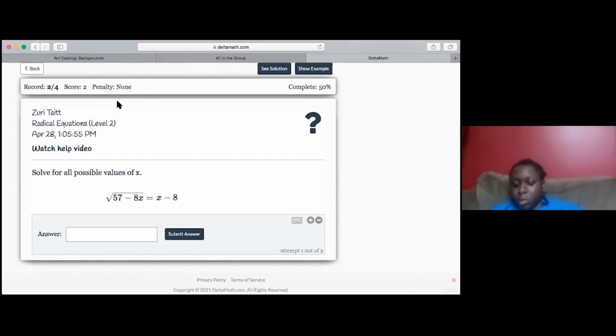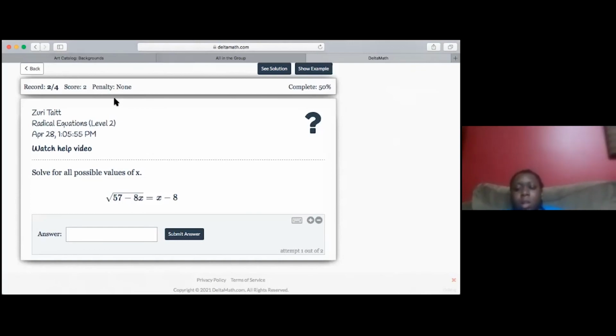Let's try 1. So we have the square root of 57 minus 8 times 1. So 57 minus 8 would be 49, right? The square root of 49, which is just 7. So then we have 1 minus 8. 1 minus 8 is negative 7. So is none of them a solution? Yeah, I feel like none of them would be a solution.